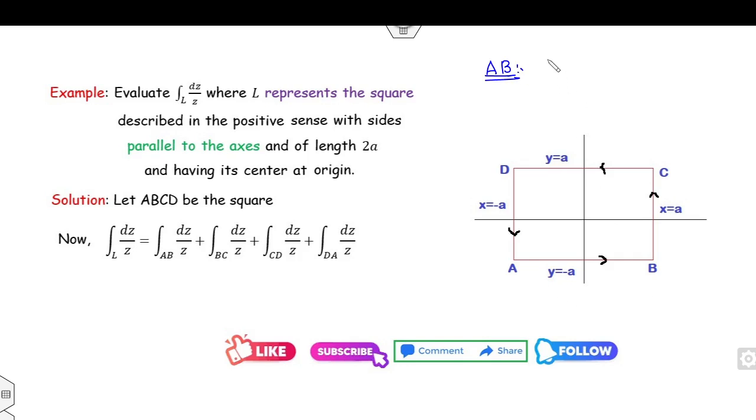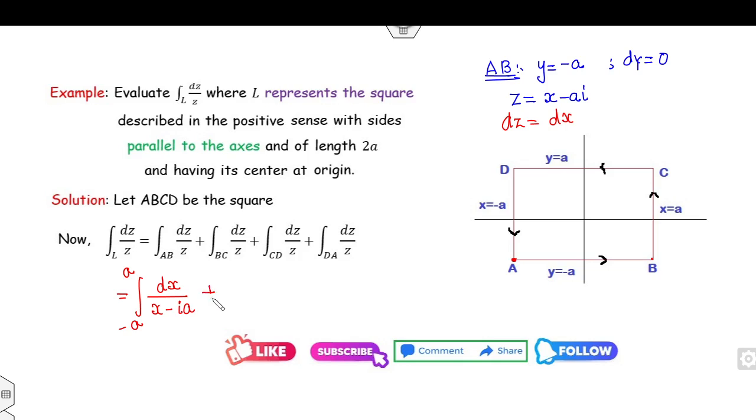Can you write the equation of AB? Y is equal to minus a. So what is the value of z? X plus iota y. Fine. What is the value of dy? 0. So can you find the value of dz? It is dx. The first integration becomes dz is dx. The value of z is x minus iota a. This is the limit of x on the line A to B. The value of x is minus a to plus a.